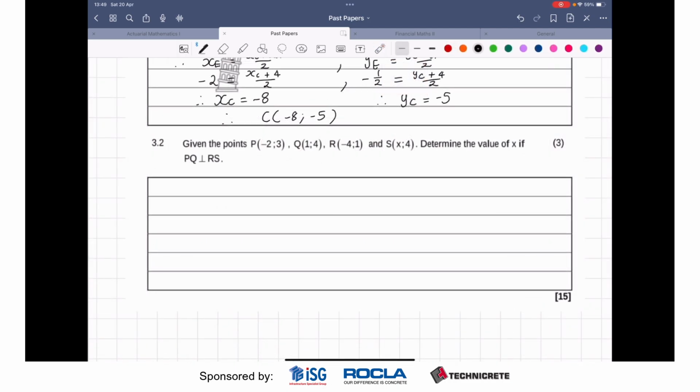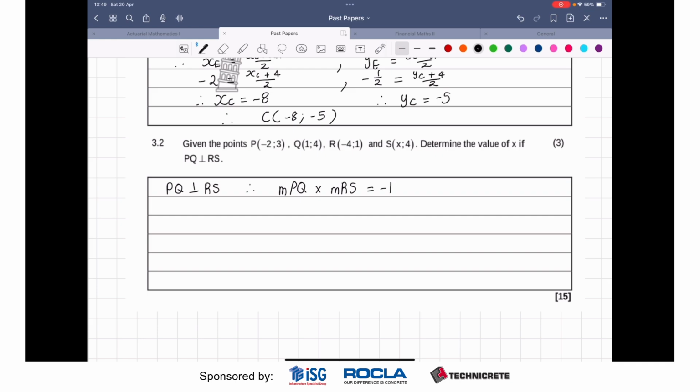Then 3.2, we're given these points P, Q, R, and S with the x value missing for S, and we're asked to determine the value of x if PQ is perpendicular to RS. So I know that if two lines, PQ and RS, are perpendicular, then the gradient of the one multiplied by the gradient of the other one must equal -1.